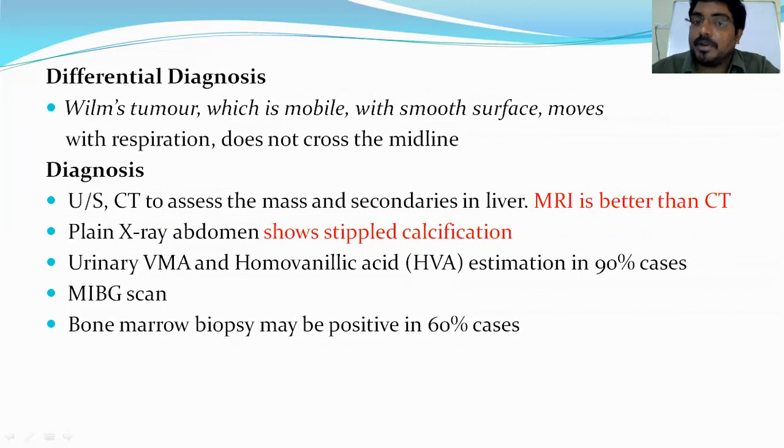CT, USG abdomen and MRI, plain X-ray, urinary homovanillic acid, MIBG scan and bone marrow aspiration. These are the investigations and differential diagnosis.